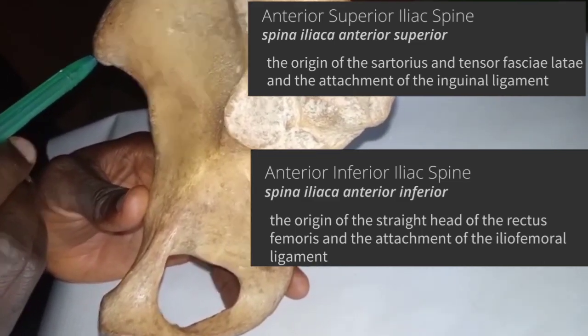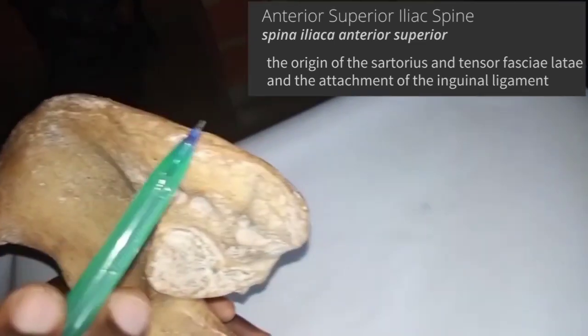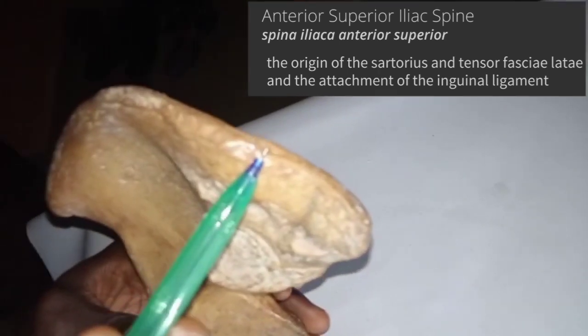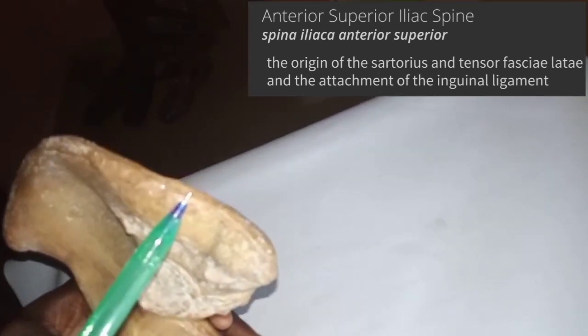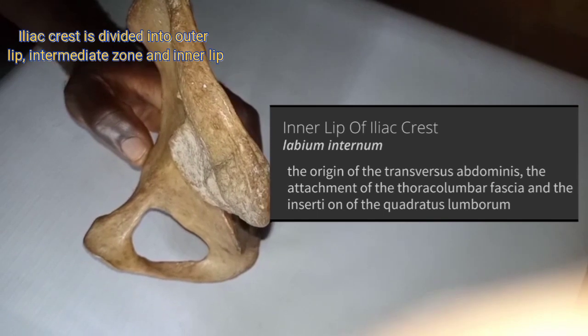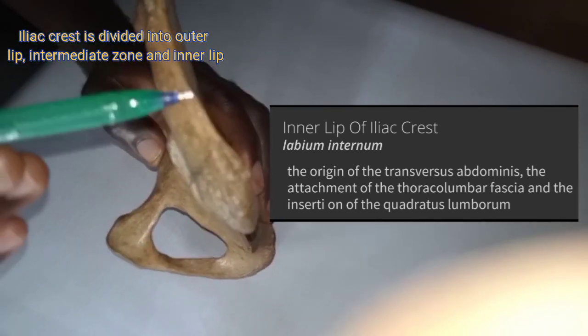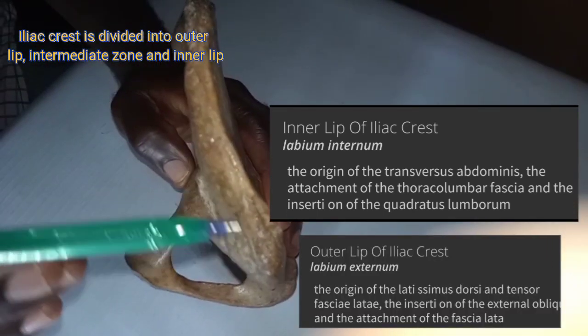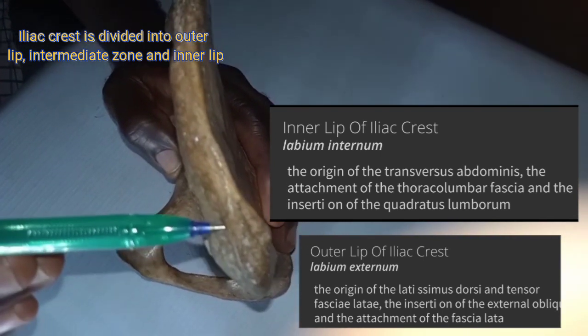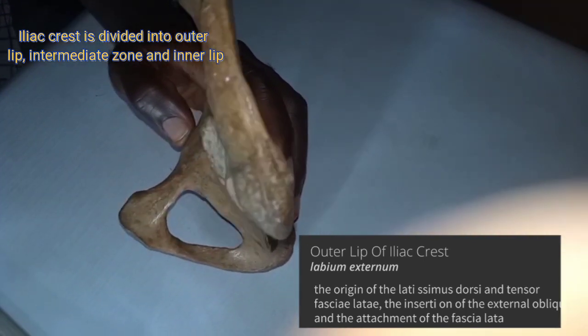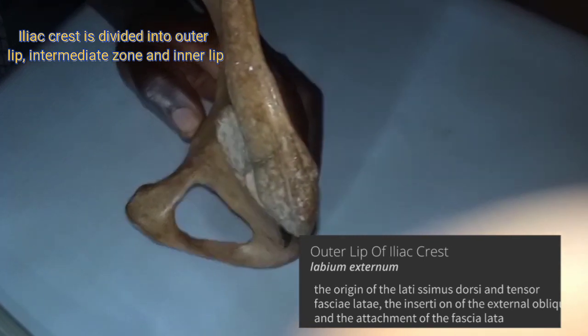Then coming over this process, we have the intermediate zone, that's here, and then the inner lip, which collectively makes the iliac crest. So this is showing the medial view. You may take it all over again.